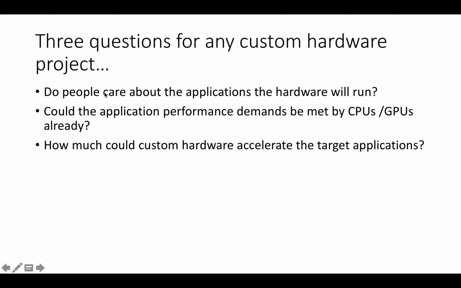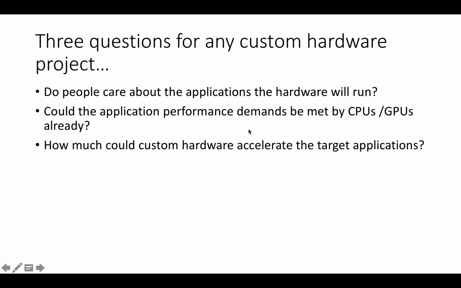The first one is, do people actually care about the applications the hardware is going to run, right? So there's a lot of different apps out there, but if you decide to make a custom chip to help improve computer programs for generating interesting arrangements of knitting threads, that's probably not going to be a very good candidate for custom hardware, because custom hardware is really expensive and the people interested in generating new knitting designs probably don't need it and probably don't have the money to pay for it.